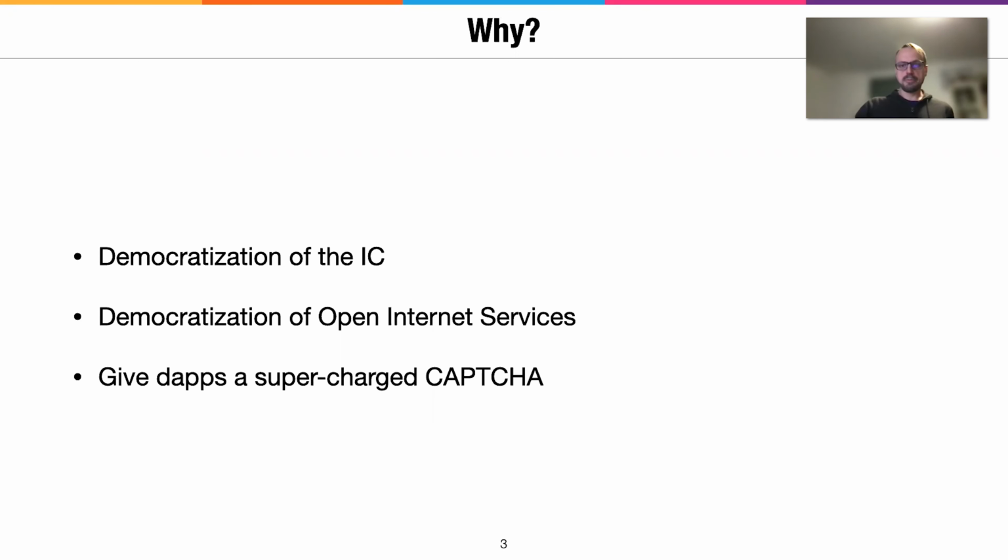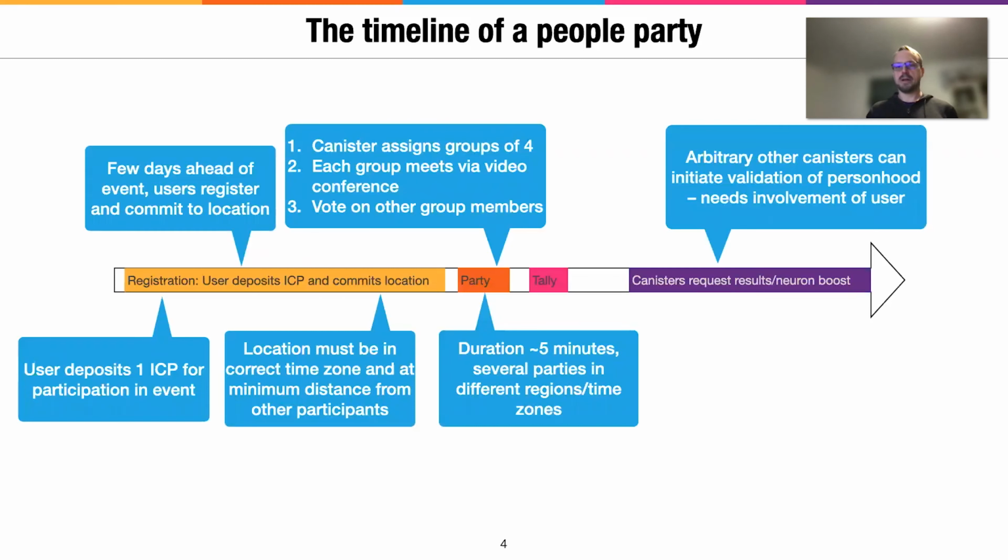Now, to describe what the people parties look like in our vision, I tried to map this into a timeline where we start from the left and go to the right. And I tried to describe the journey of a single user. So the first thing that would happen is that for a particular instance of a party, we open the registration phase. And the registration phase means every user can come there, can log into the people party canister and see their profile page. And then they will have to send one ICP.